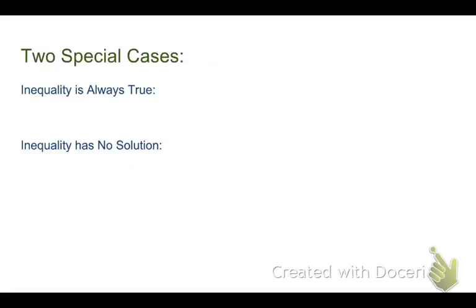We have two special cases. An inequality always is true in certain cases. That would be, for instance, 3 is always greater than 1, for example. That's always true. You also have the case where an inequality can have no solution. We just switch the direction of that inequality symbol.